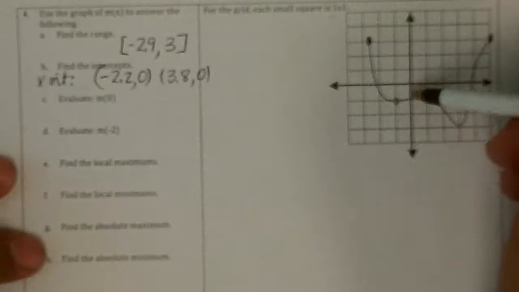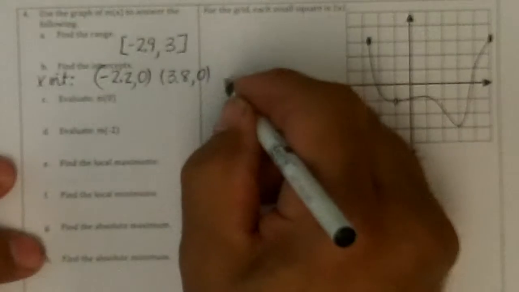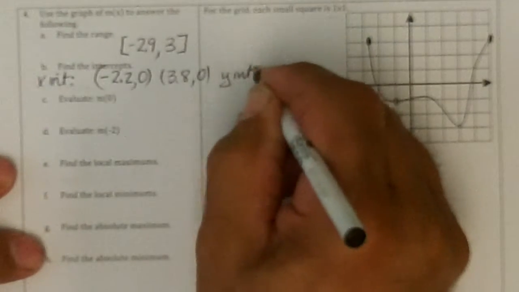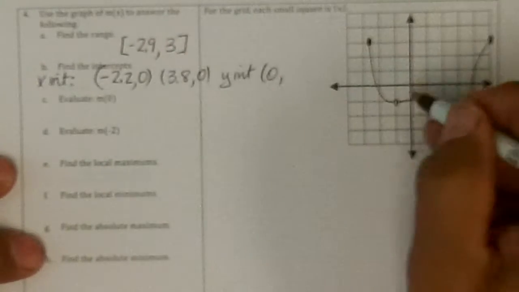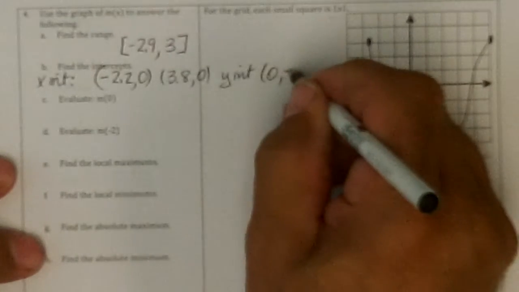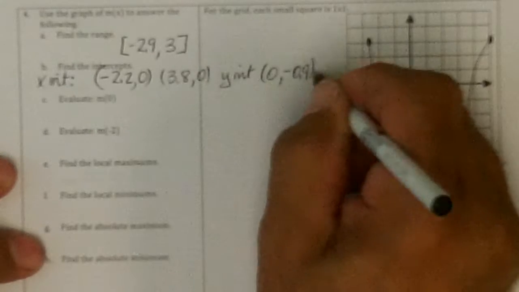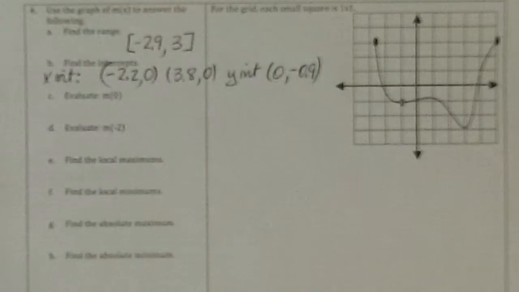Now the y-axis. It crosses there, so this is a y-intercept, and it's at 0 in the x and down, say, -0.9. Or -1, some people put, and I accepted that. Okay?